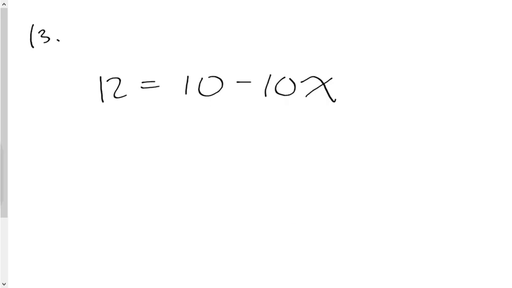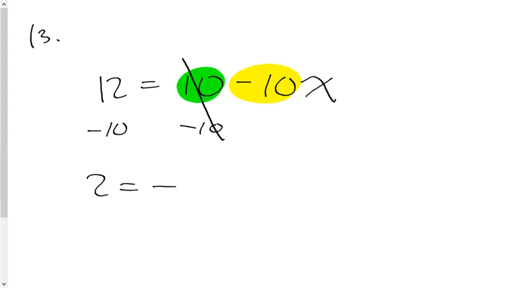Question 13, again, we have a two-step equation. I've just reversed what side the variable's on. We still have a 10 as a constant, and we have a -10 as a coefficient. This is a little bit easier. First thing I want to get rid of is my constant by subtracting 10 from both sides. I have 2 is equal to -10x.